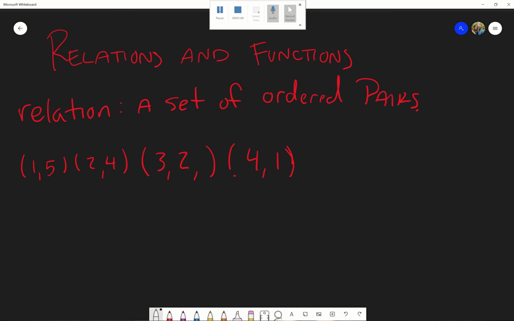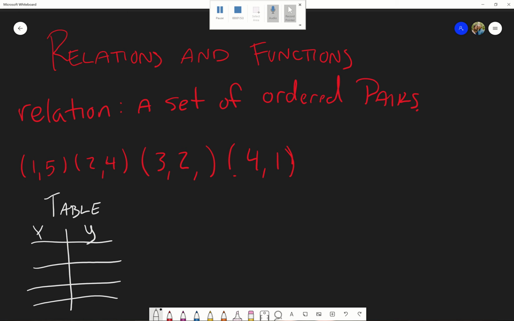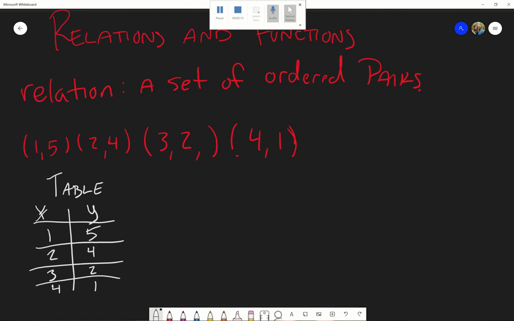So one way that we could write this out is by making a table of our x values and our y values. On our table, we would have our ordered pairs match up with each other. So my first ordered pair was 1, 5. So when x is 1, y was 5. When x was 2, y was 4. When x was 3, y was 2. And when x was 4, y was 1. And so that would be one way I could show my relation: by making a table.